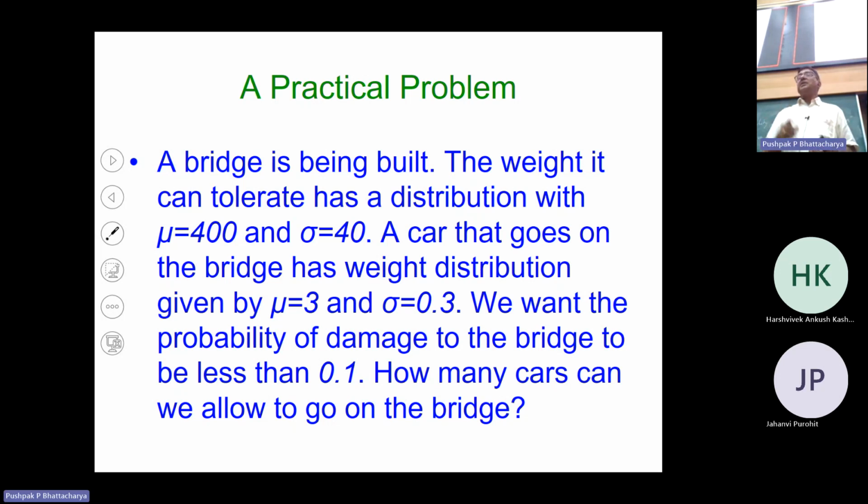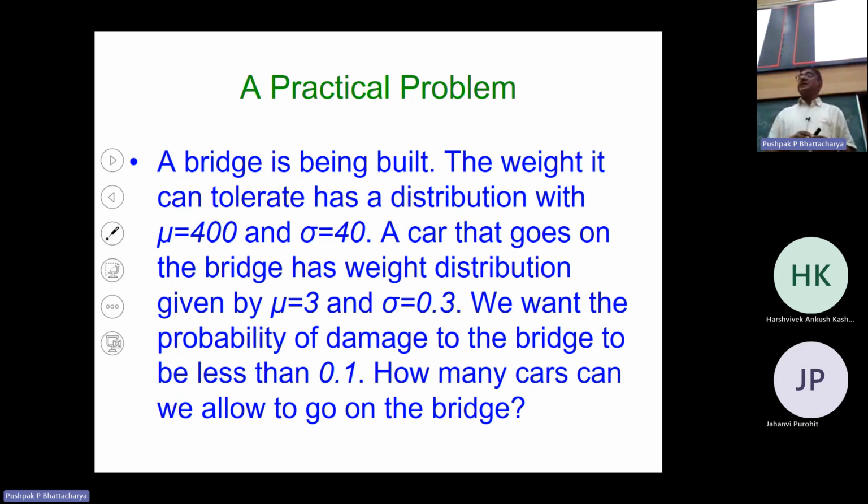Okay. And to answer this question, the question is very simple. The last question: a bridge has been built. How many cars can we allow to go on the bridge? That's a question anybody will understand. You don't need a statistician, probability theories, or probability experts to understand that question. To answer that question, we have to dig deeper.